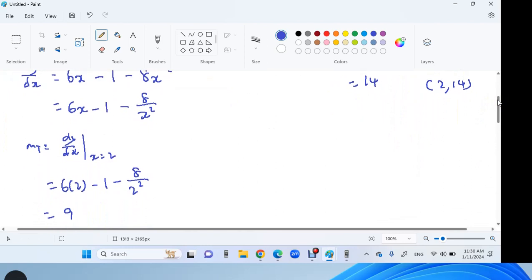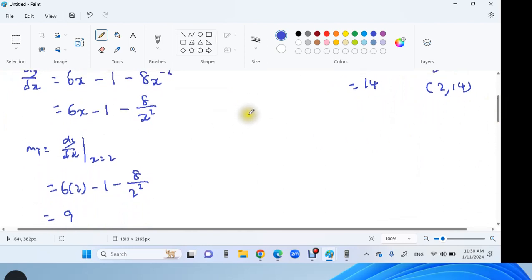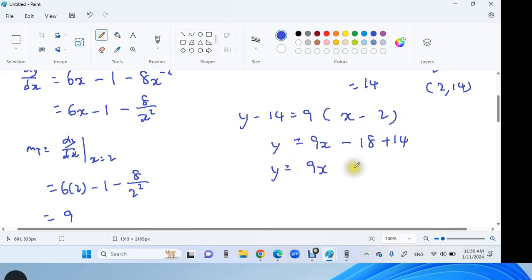Okay, so we have the gradient of the tangent is 9. Then we have y minus 14 equal to 9(x minus 2). So it's 9x minus 18 plus 14. So y is 9x minus 4. So this is the tangent.